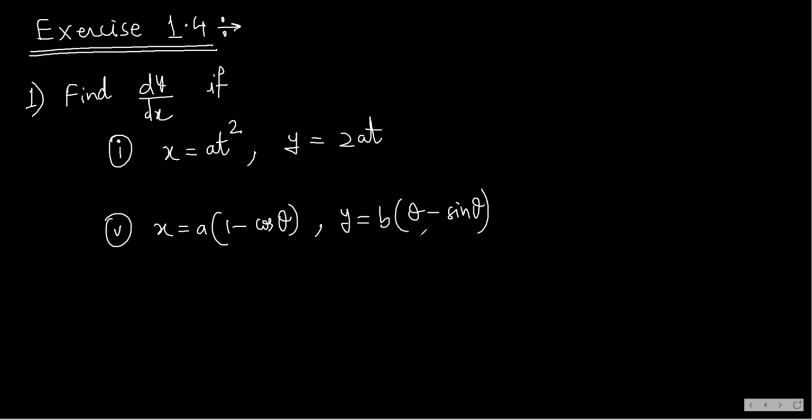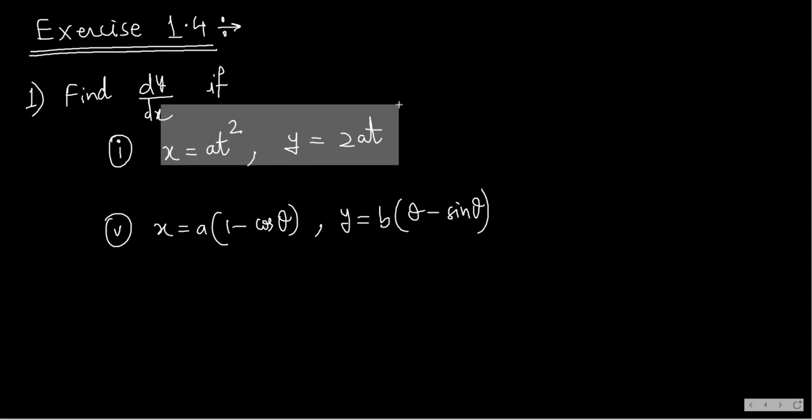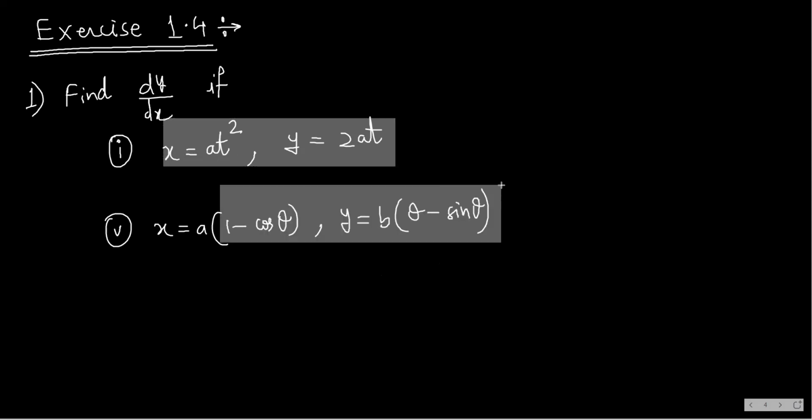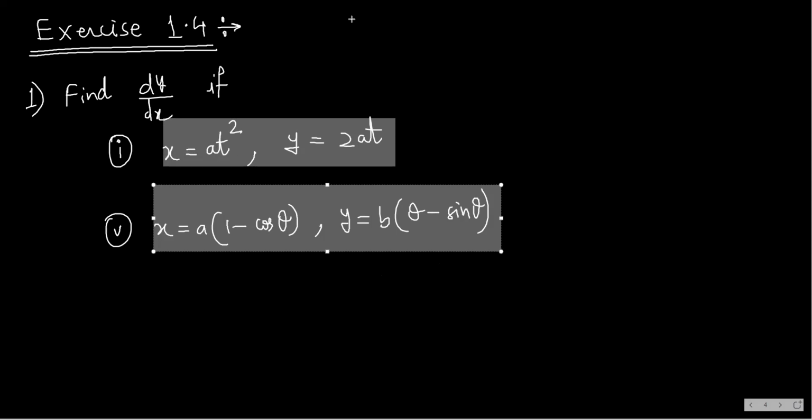There are plenty of problems that we are going to deal with in order to understand the derivative of a parametric function. But for the time being, let us take two very simple questions to understand the derivative of a parametric function. So here, the question is from Exercise 1.4, first question. Find dy by dx if x is at square and y equals 2at. Okay, so the solution will start here.